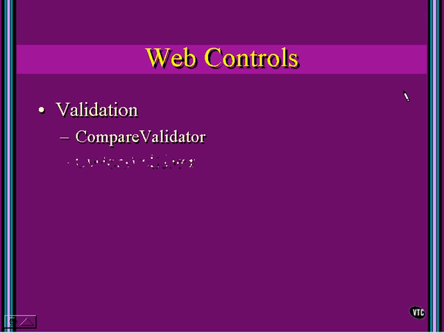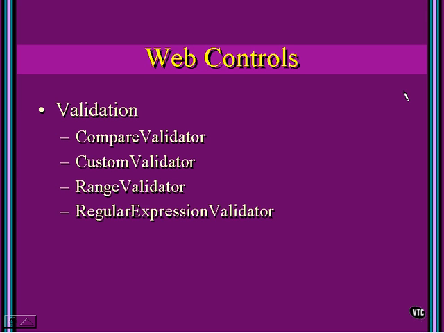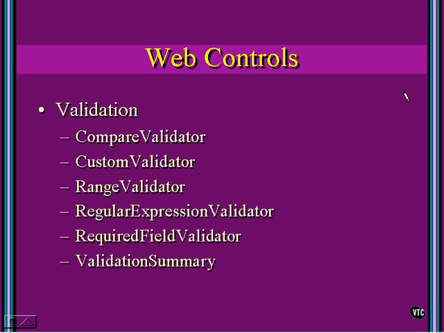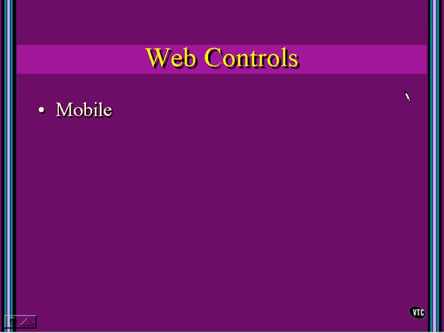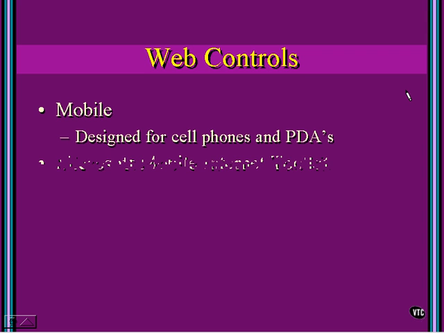Validation controls validate user input, and those are the compare validator, custom validator, range validator, and so forth. I won't read all these to you, but I just kind of want you to get an idea of what's out there. Now, mobile controls are designed for cell phones and PDAs. These are part of the .NET framework, and you can get these. Now, they're not loaded automatically with .NET version 1.0.